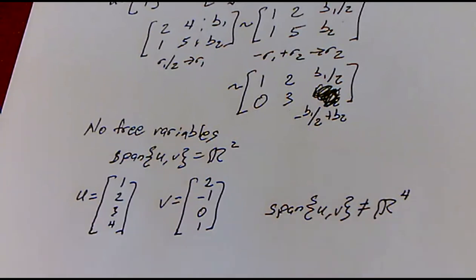If you're in R2, you need at least 2 vectors. If you're in R4, you need at least 4 vectors. If you're in R5, you need at least 5 vectors. But just because you have that many vectors doesn't guarantee anything.